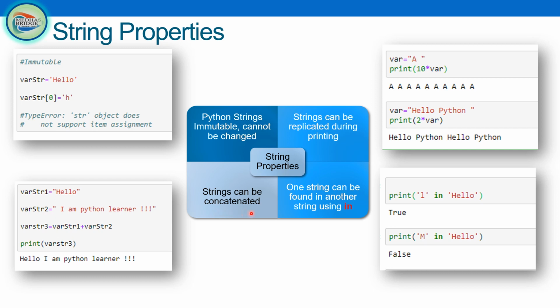Strings can be concatenated using plus operator. String 1 and string 2 get concatenated. The output would be concatenated strings. One string can be found in another string using in. If it finds, it will return true, or else it will return false.